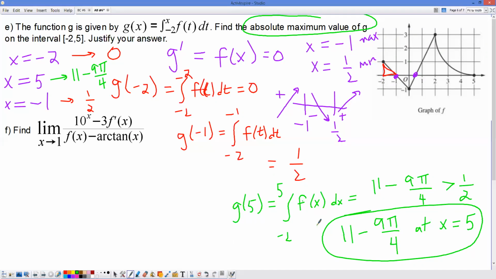Juliana, it asks for the absolute max, not all local max. So you need to test at x equals -1 to get the 1/2, but that should not be part of your answer. Molly, no, you don't need to write out the integral every time. You could just say, I think g of -1 equals 1/2, and that would be fine.